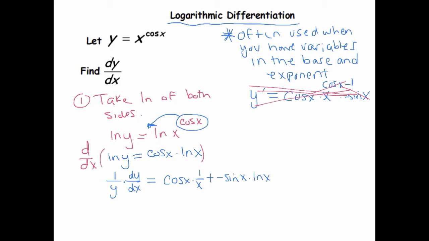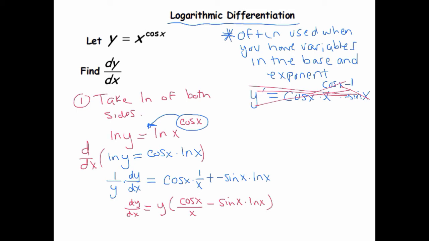We just need to solve for dy dx. So we're going to multiply both sides by y. So dy dx equals y times cosine of x. We'll write that as cosine of x over x minus sine of x times ln of x.